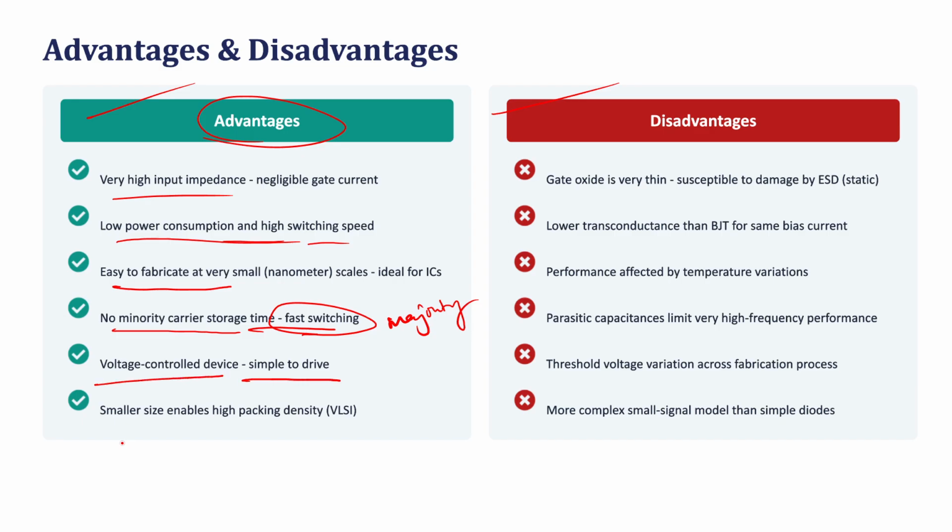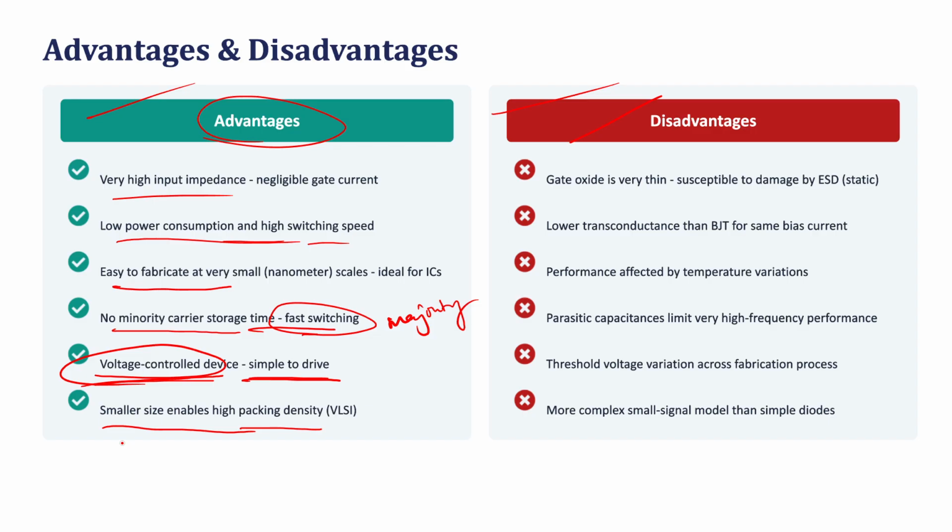Voltage control device, simple to drive. So it is a voltage control device. BJT is the current control device. So for a voltage control device, we can easily apply the voltage to the circuit. Smaller size enables the high packaging density. So for smaller size, we can accommodate more number of transistors on a single chip. So more transistors means more speed, more reliability, more advantages.